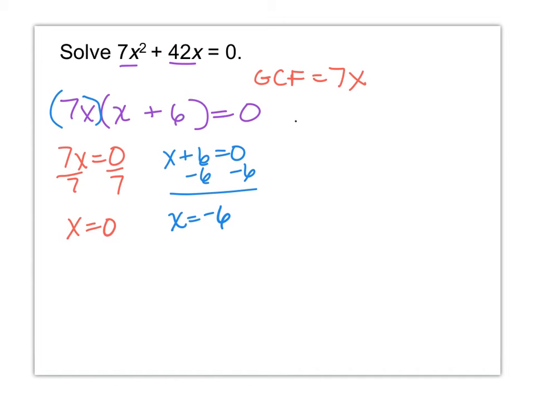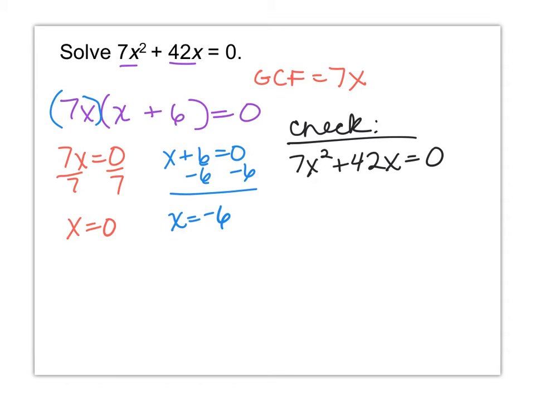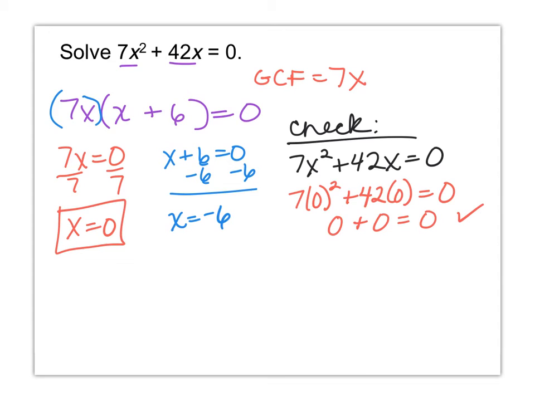We want to check our solutions by plugging those back into the original equation, which was 7x squared plus 42x equals 0. When we check x equals 0, substituting in 0 for x, we get 7 times 0 squared plus 42 times 0, and simplifying this, 7 times 0 squared is 0, and 42 times 0 is 0, so 0 plus 0 does equal 0. So we know x equals 0 is a solution to the original equation.